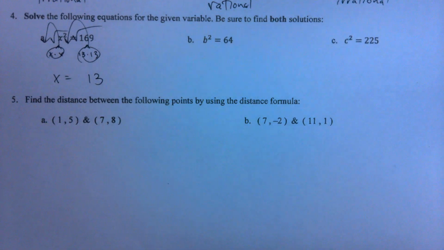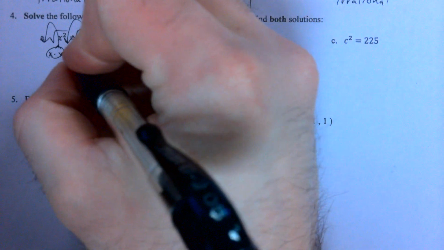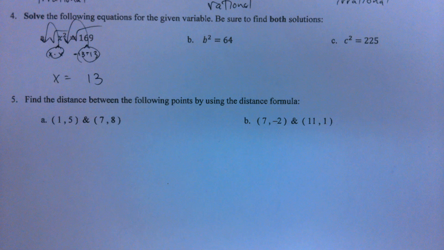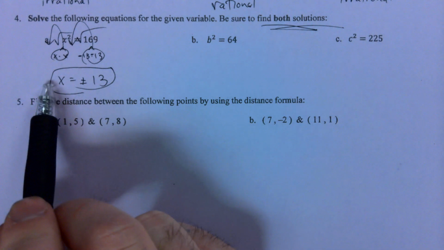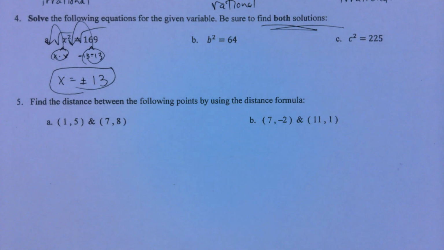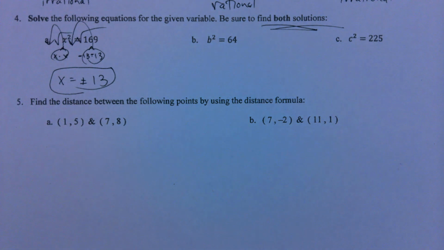But again, I could have said that 169 is negative 13 times negative 13. I wouldn't be wrong. So I need a plus or minus sign in front of my 13. That's what it means when it says both solutions: a positive 13 solution and a negative 13 solution. If you remember, we talked about how I don't need a plus or minus sign in front of my x, because x can already be anything, positive or negative.